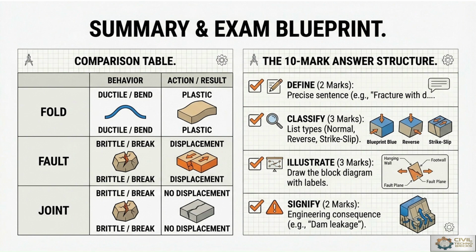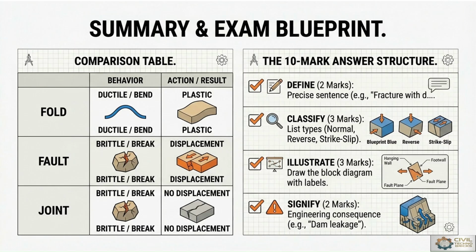Second, fault: its behavior must be brittle or breaking the existing rock. It may create cracks in between them, and at the same time there will be a displacement, and the existing rocks may change their original position. The third one is the joint, which also gives a brittle or breaking behavior, or we can say a change in the original structure into fragments where no displacement is there, but there may be a cracky layer.